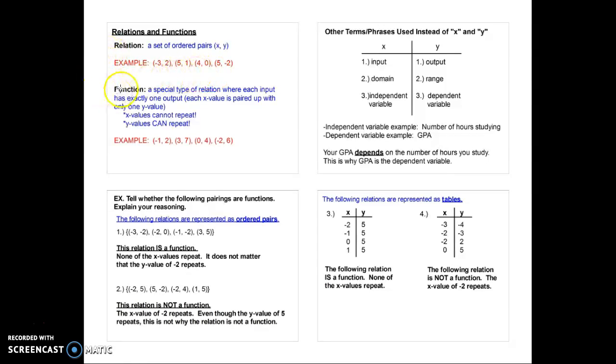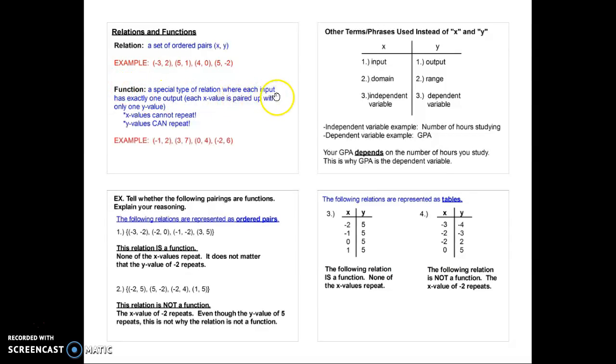Now, a function is a special type of relation. It's a specific type of relation. It's just like with your iPhones. They're all iPhones, but some of you have an iPhone 6, some of you have an iPhone 7, some of you have the iPhone X. They're all iPhones, but they're a specific type of iPhone. Same thing here. These functions are all relations. It's just a specific type of relation.